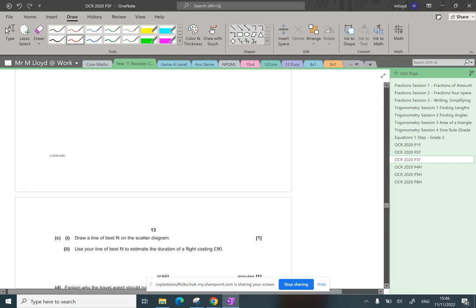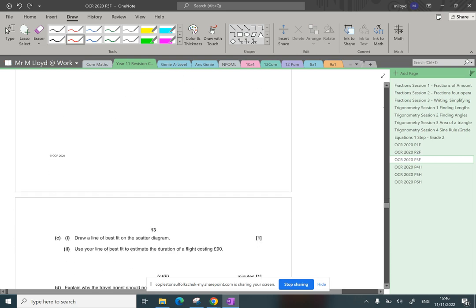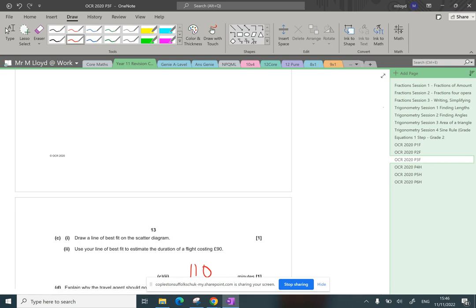Okay, and then it said use my line of best fit to estimate the duration of a flight costing £90. So keeping with me, red pen, £90. That's halfway through here. You'll be using a ruler in your exam. It's one square after there. So I'm going to go for 110 minutes. And when I look at the mark scheme, it's saying their line used to give the duration for £90 plus or minus 5 minutes. So you are going to get quite a bit of leeway here.